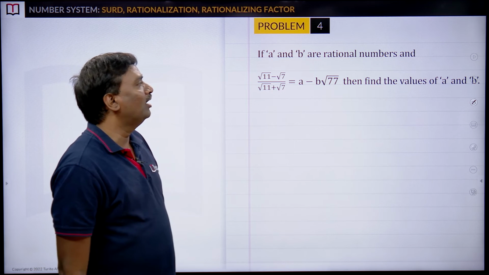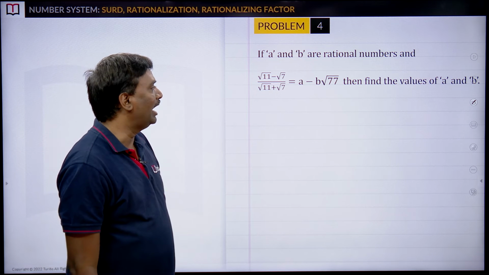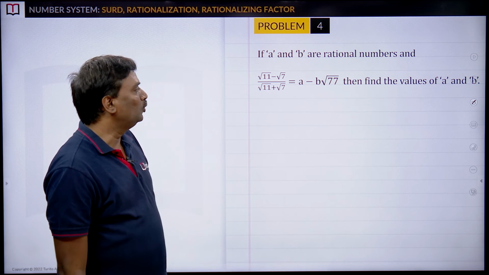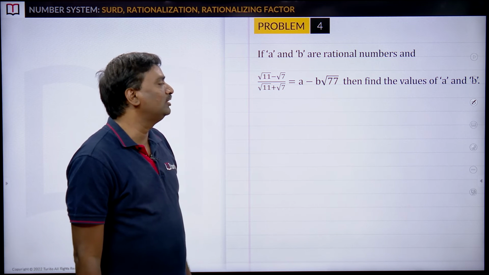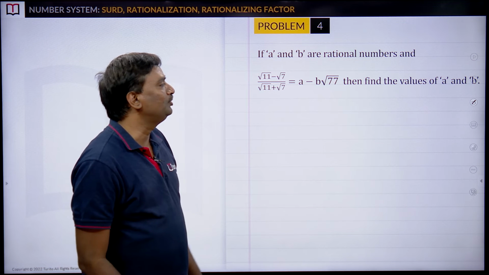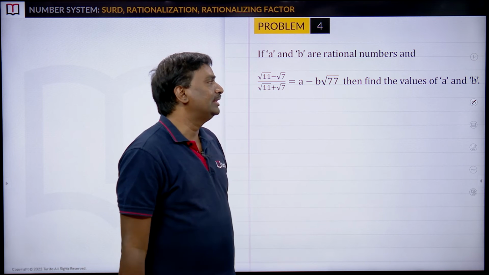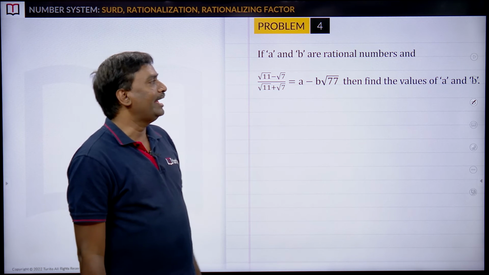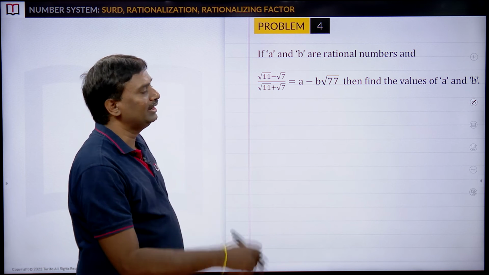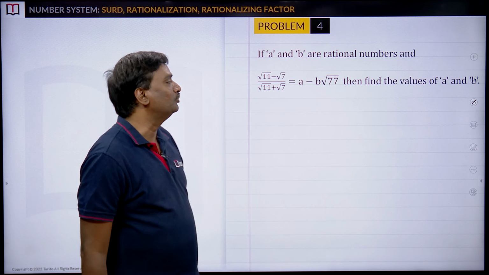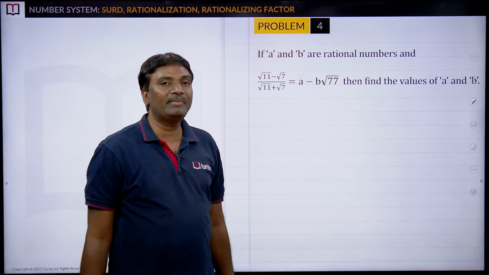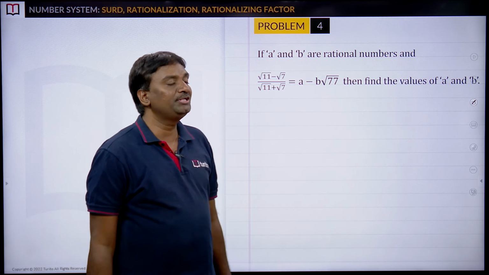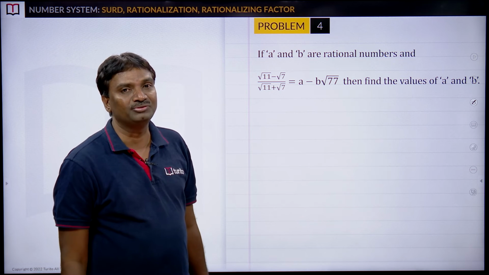If a and b are rational numbers and root 11 minus root 7 by root 11 plus root 7 equals a minus b into root 77, then find the values of a and b. Here a and b are given as two rational numbers. They are in the form of p by q. Also given that root 11 minus root 7 by root 11 plus root 7 equals a minus b into root 77. We have to find the values of a and b.